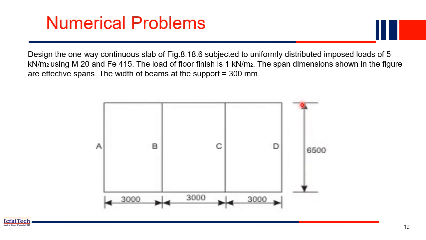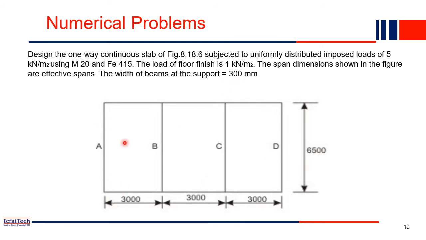So now let's solve a numerical problem, or we design a one-way slab quickly. So what is the question here? The question is: design the one-way continuous slab shown in the figure, subjected to a uniformly distributed imposed load of 5 kN per meter square, using M20 and Fe415 grade of steel. The floor finish load is 1 kN per meter square. The span dimensions shown in the figure are effective spans. Whatever is shown, 3000, 3000, 3000, these are all effective spans. The width of the beam, or width of the support, is given as 300 mm.